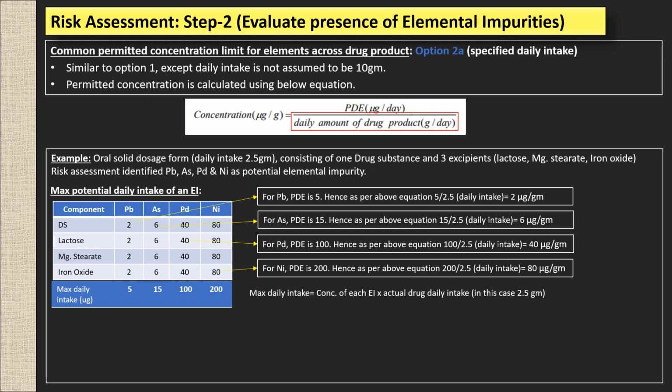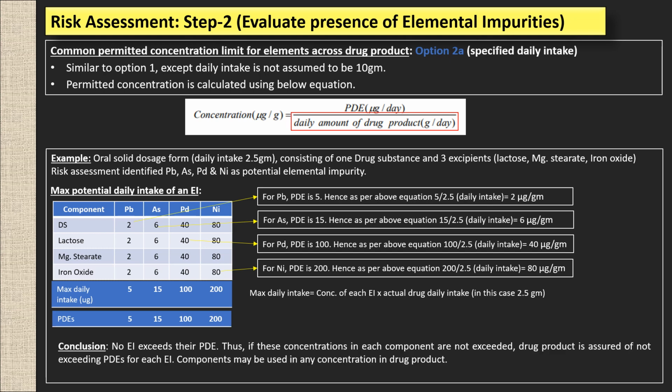So the maximum daily intake which we get is 2 into 2.5 is 5, 6 into 2.5 is 15, 100 for 40 into 2.5. So now we calculate it, now we compare these values with the PDEs. So in this case also, no elemental impurities should exceed their PDE. Thus, if concentration of each component are not exceeded, drug product is assured of not exceeding PDEs for each elemental impurity. Components may be used in any concentration in the drug product.